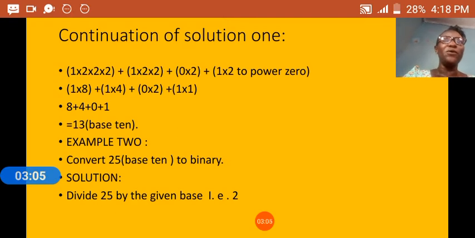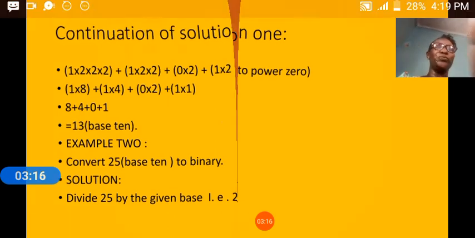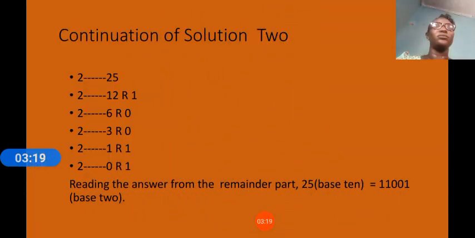Example 2. Convert 25 in base 10 to a binary number. Solution. We'll have to divide 25 by base 2. That's 2. And this will give you 2 into 25 will give you 12 remainder 1. 2 into 12, 6 remainder 0. 2 into 6 will give you 3 remainder 0. 2 into 3, 1 remainder 1. And 2 into 1, 0 remainder 1.